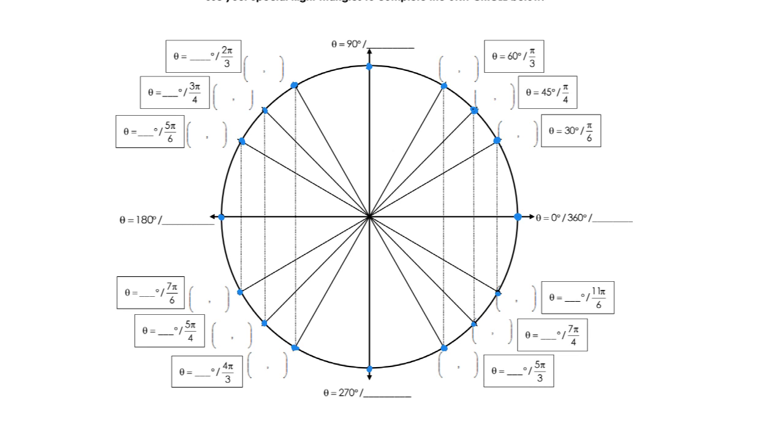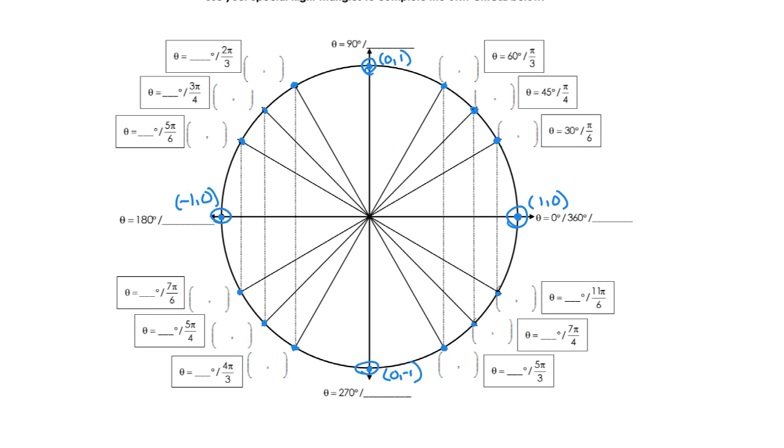We know that this point over here has coordinates of 1, 0. The coordinates of this point over here would be negative 1, 0. The coordinates of this point up here are 0, 1. And the coordinates of this point down here would be 0, negative 1.